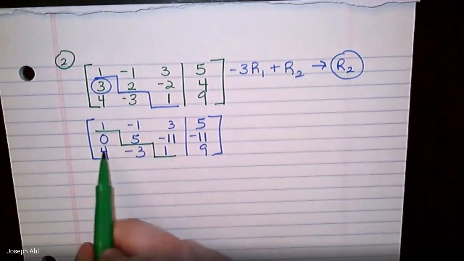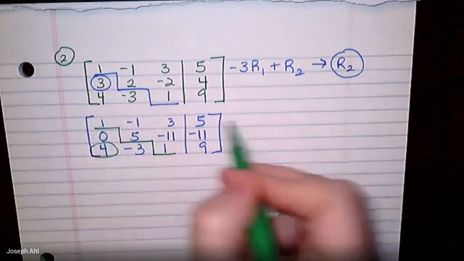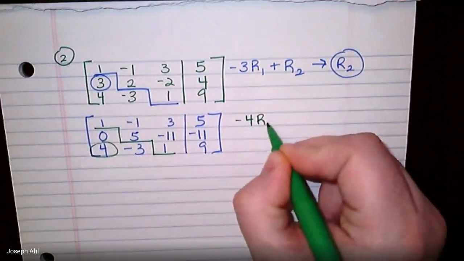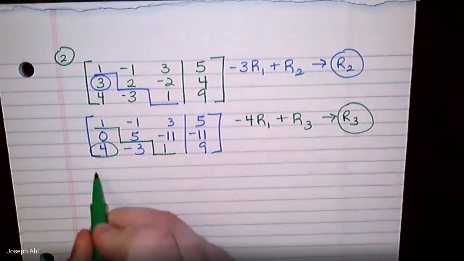Draw the staircase back in. Now I want that 4 to be a 0. To make that 4 a 0, take row 1, multiply by -4, and add it down to row 3. And that's the new row 3.